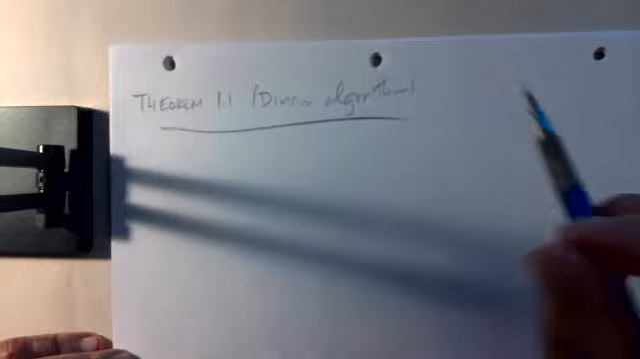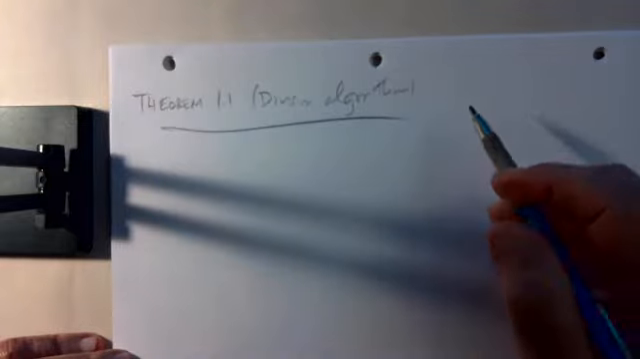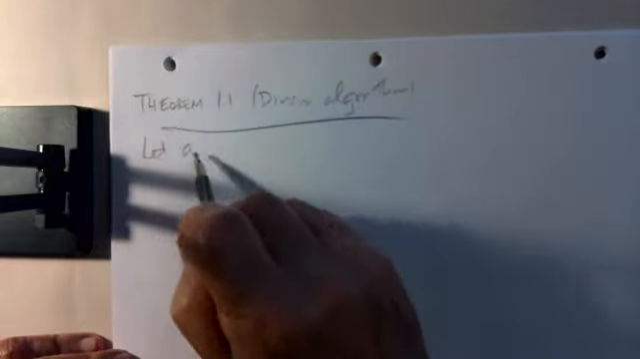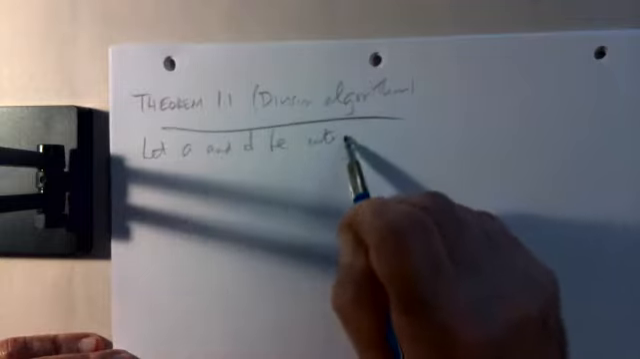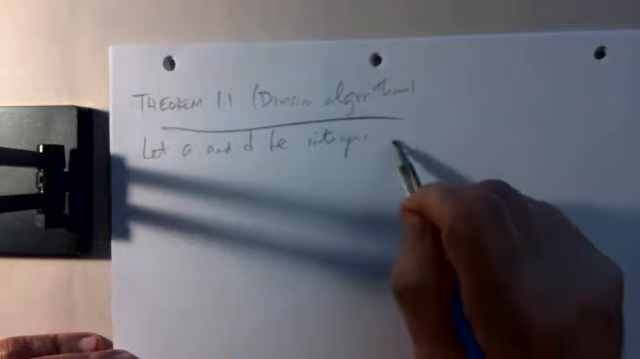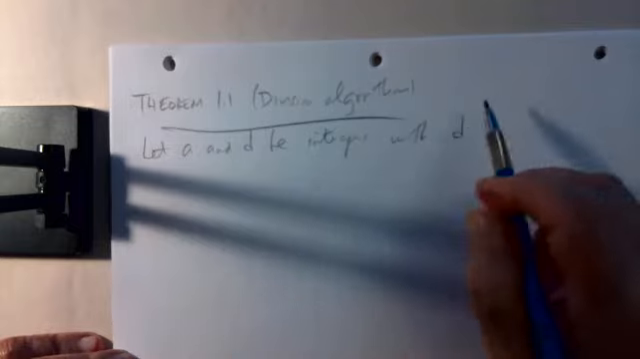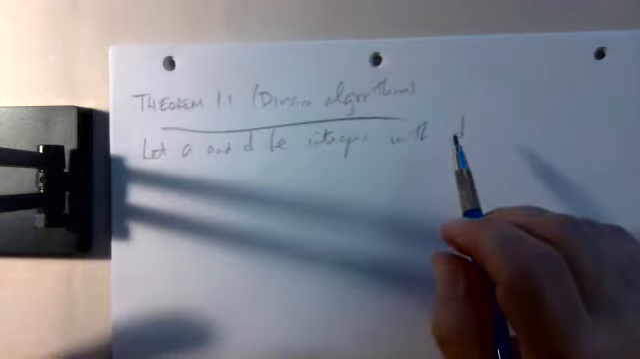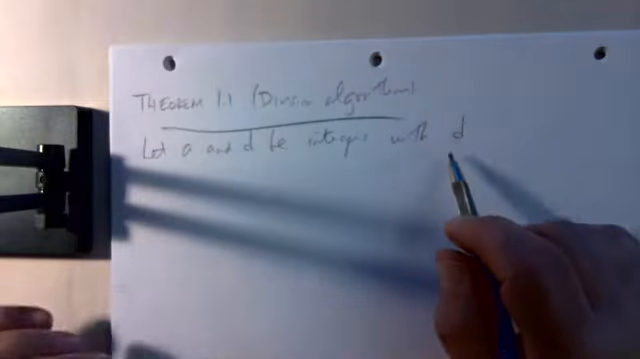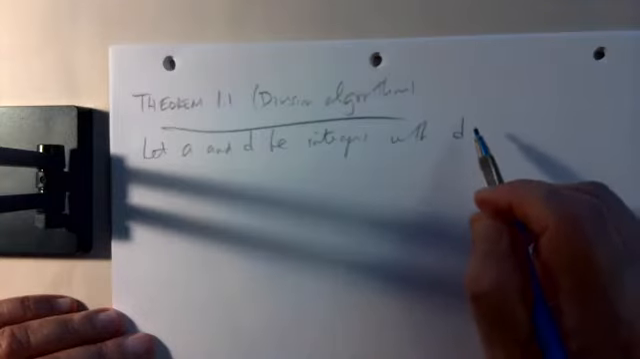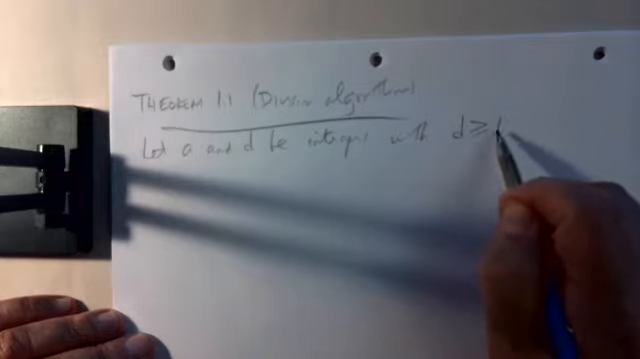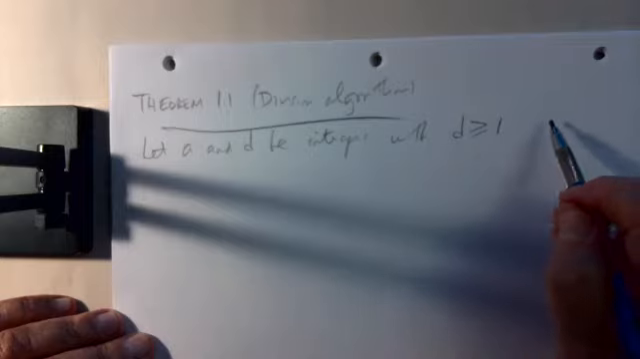So, the division algorithm says the following. Let A and D be integers with D positive. Zero is not positive. Zero is zero. A number greater than zero is positive. A number less than zero is negative. And zero is neither positive nor negative. So A and D be integers with D positive, which means D is greater than or equal to 1.